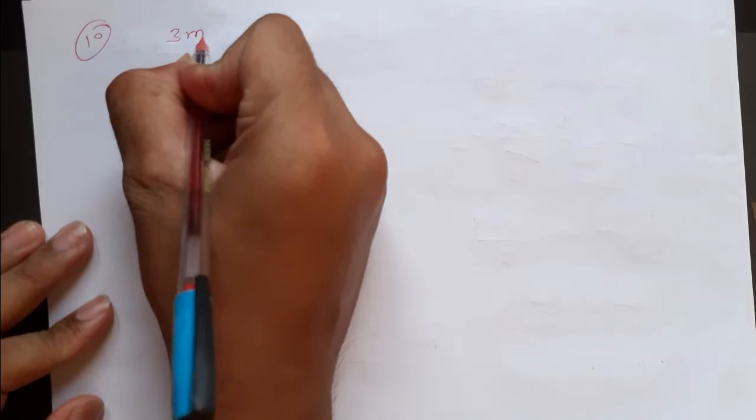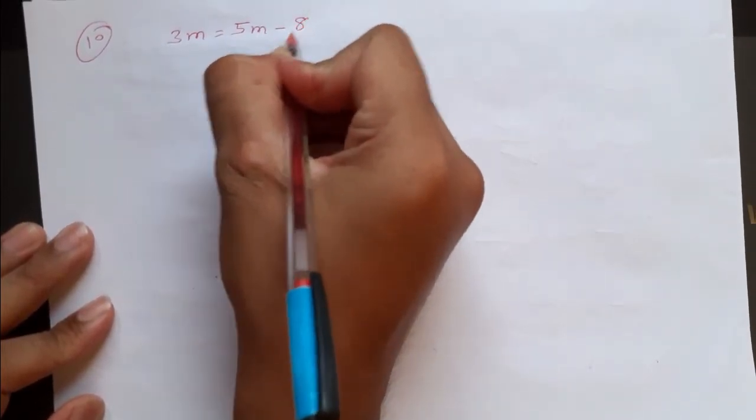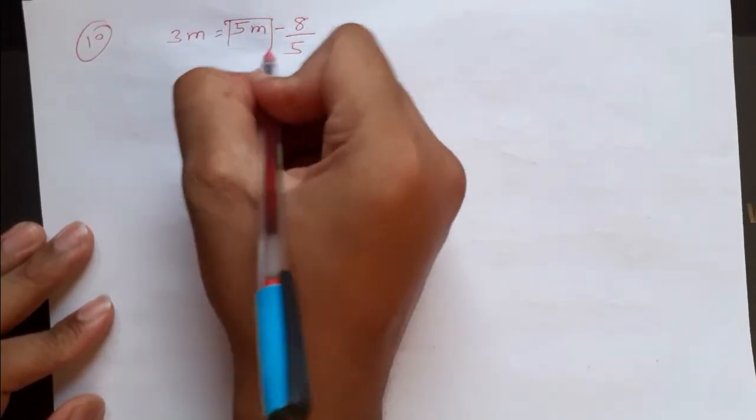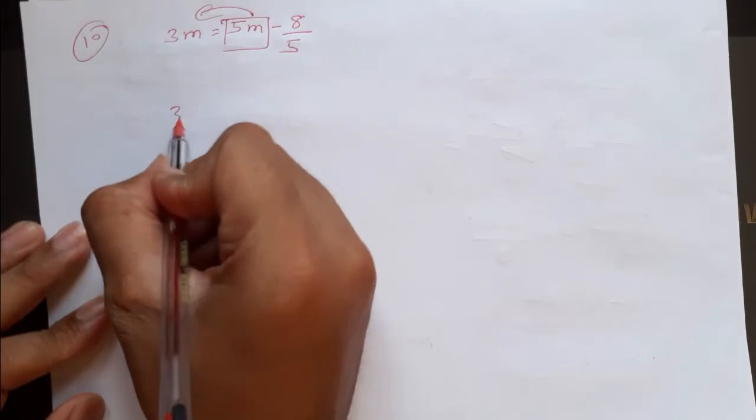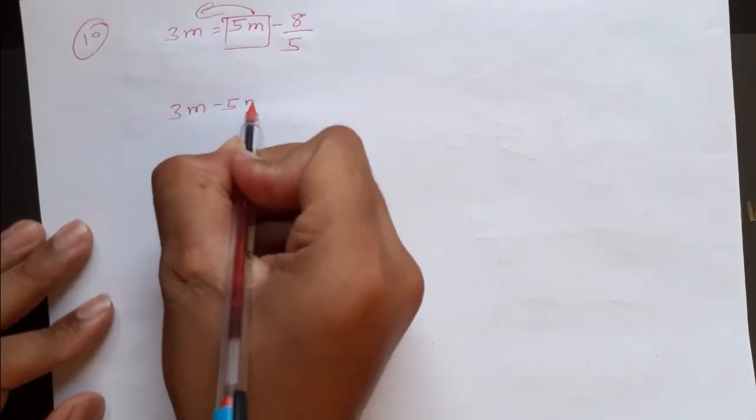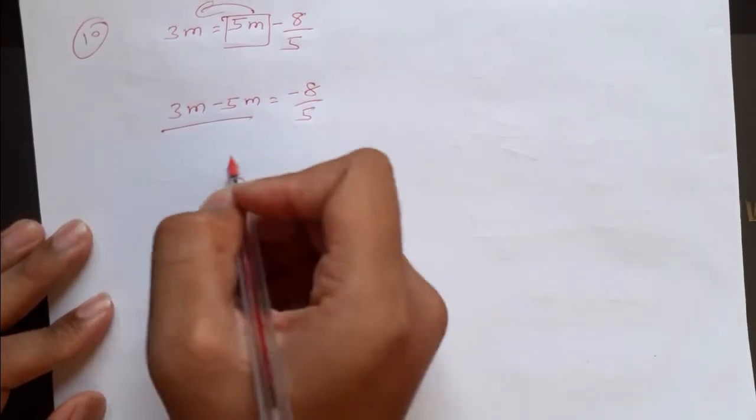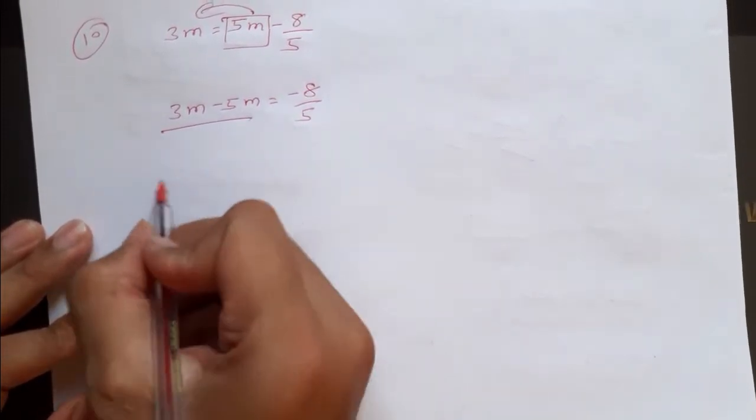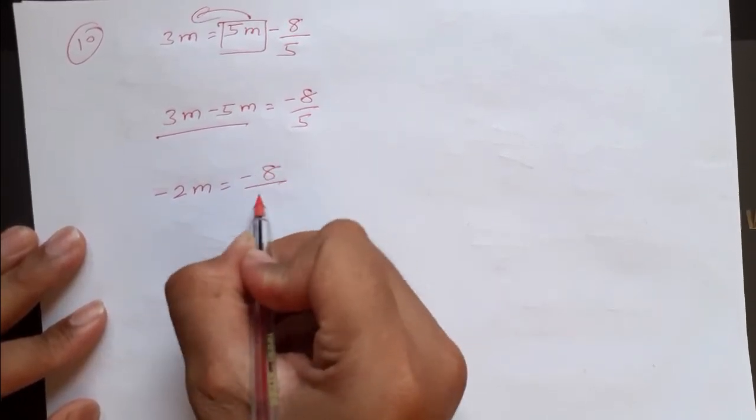Tenth one, 3m is equal to 5m minus 8 by 5. Now this 5m is in variable, so transposing it to the LHS side. So 3m minus 5m is equal to minus 8 upon 5. Now 3m minus 5m, plus minus minus, sign of bigger digit. So minus 2m is equal to minus 8 upon 5.